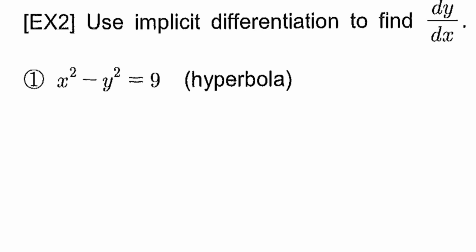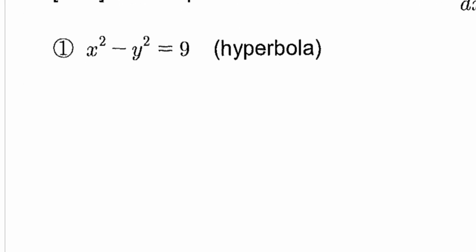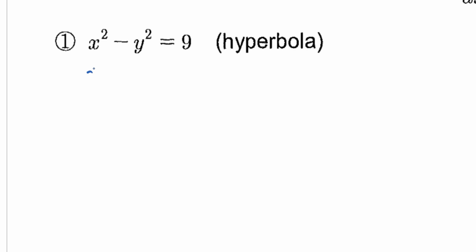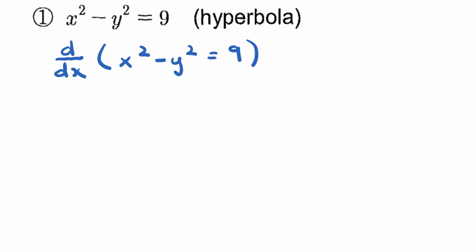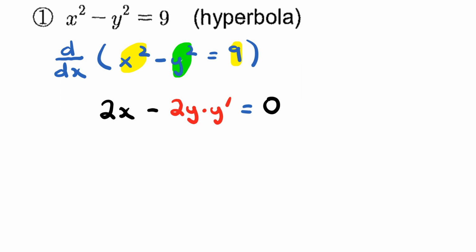So I need to use implicit derivatives to find dy over dx. Okay, so step number 1, if you're taking the derivative, you should always start by writing d over dx, and then we're taking the derivative of everything here. So this is just a reminder that we are taking the derivative from left to right. And then let's go ahead and start taking the derivative here. So the derivative of x squared is going to be 2x, minus, and then the derivative of y squared is going to be 2y times y prime, and then equals 2, and then the derivative of 9 is going to be 0.